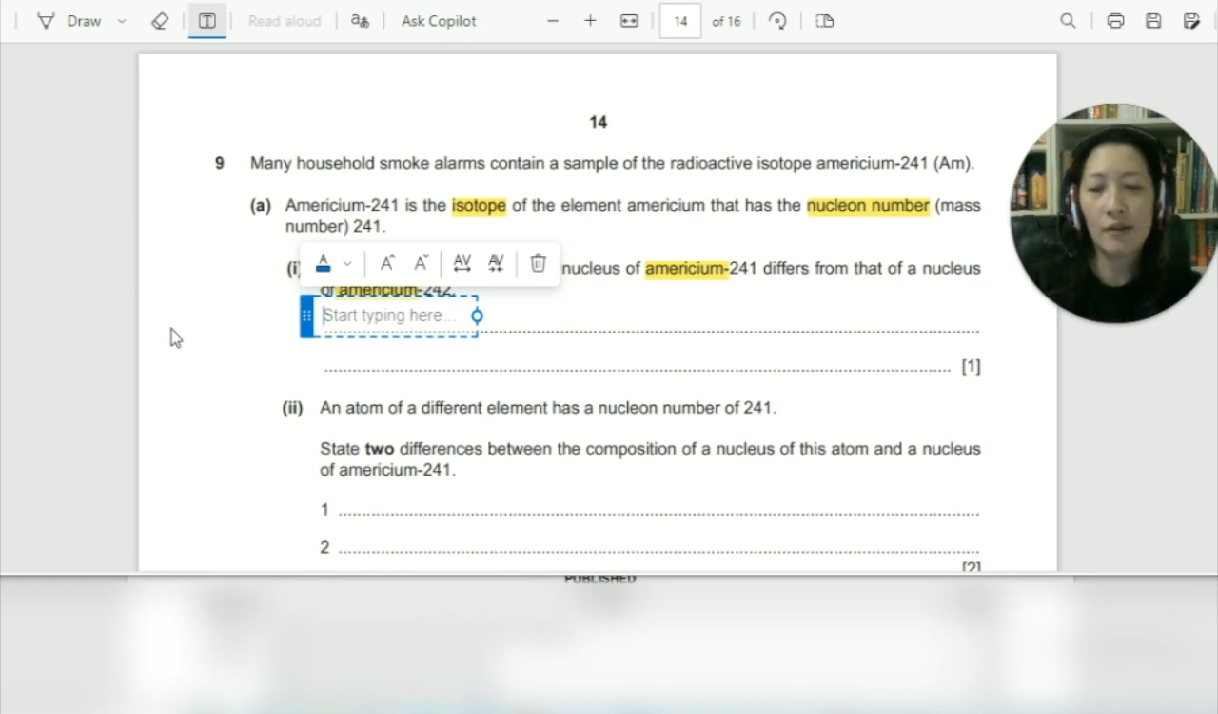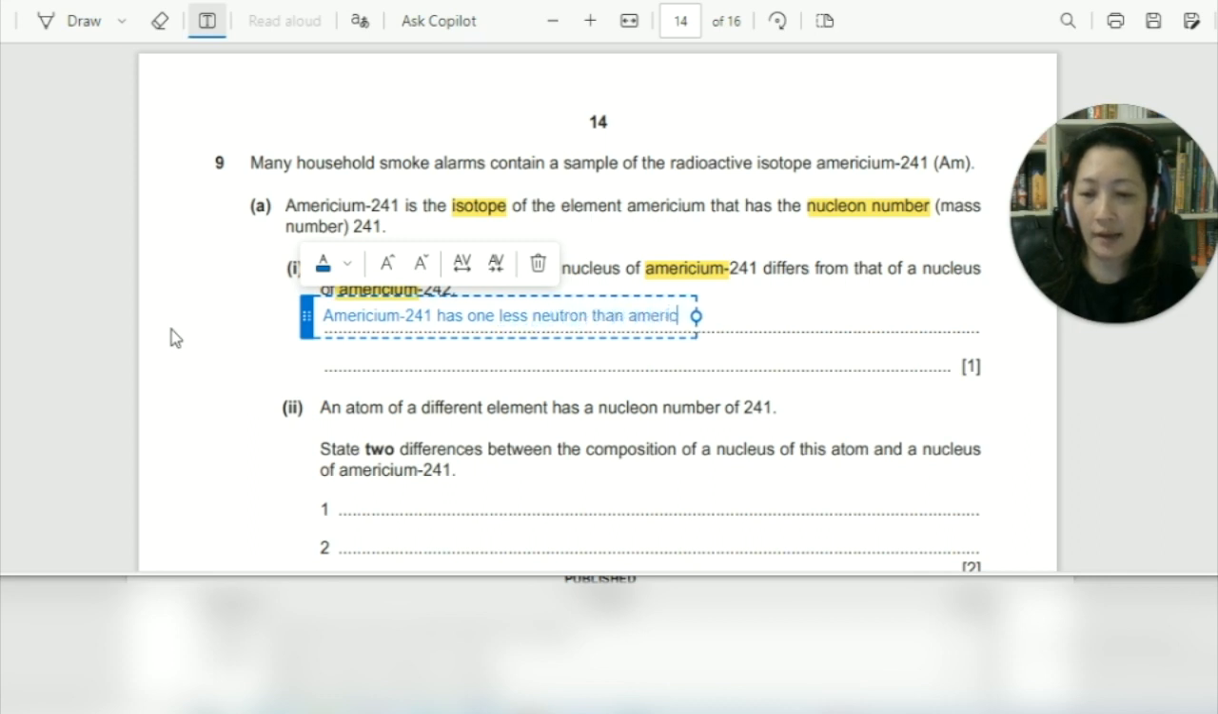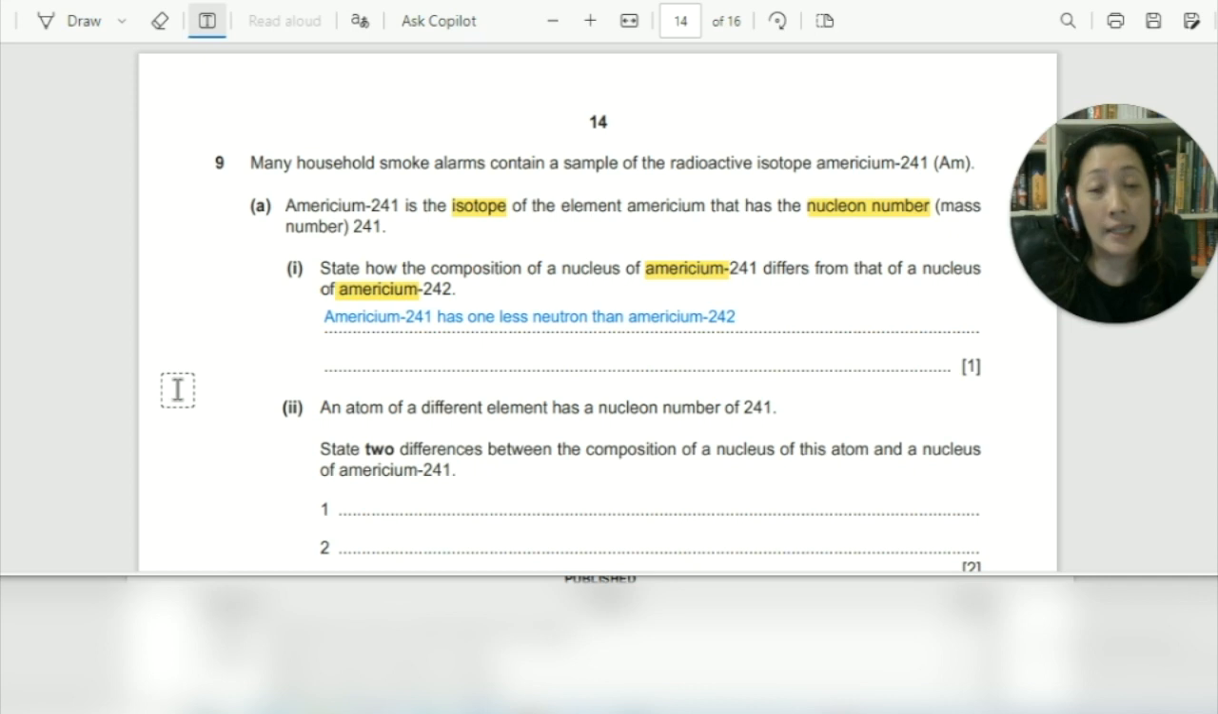Be specific. Don't just write, oh, they have different number of neutrons. If you want to get your A or A star, do write what information you're able to clearly derive from the question. In this case, you can see clearly that americium-241 has less neutrons than americium-242. By how many? By 1. So do mention that americium-241 has 1 less neutron than americium-242. So this is an excellent answer because this clearly tells us about the difference within the nuclei of both atoms and which one has less, 241 compared to 242.